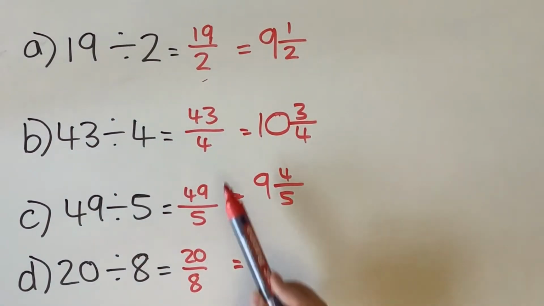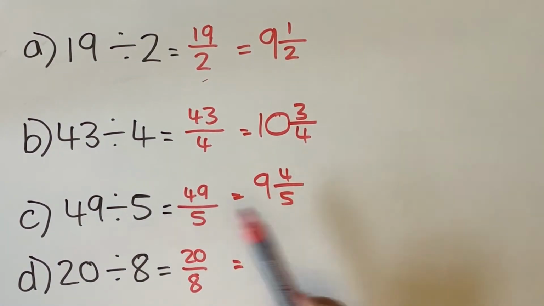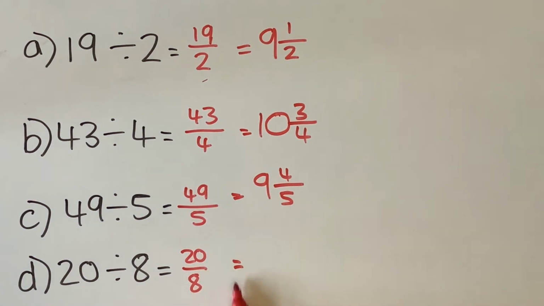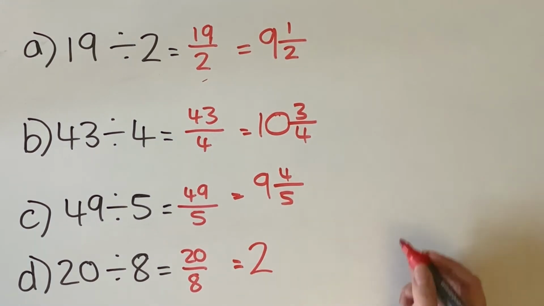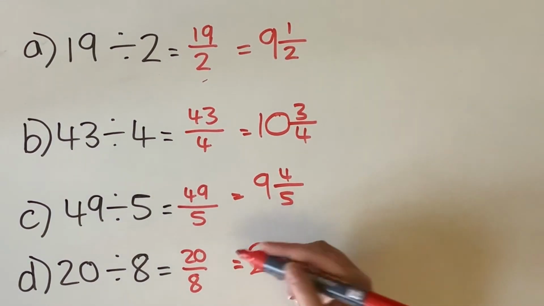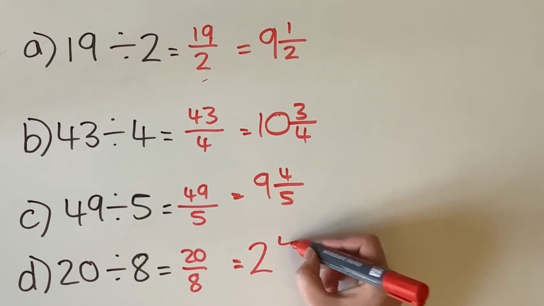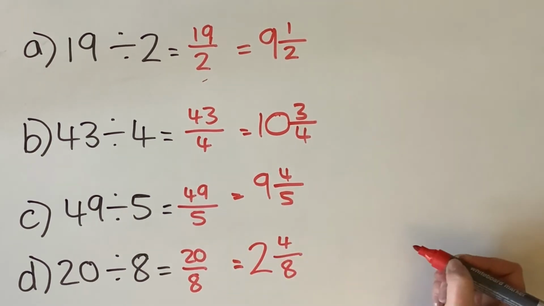Okay, so for B, hopefully you got 10 3/4, and for C, you got 9 4/5. I'm just going to go through D very quickly. So 20/8. How many wholes are there? How many 8s go into 20? 2, because 2 times 8 is 16. What is left over to get to 20 is 4. So it'd be 2 4/8.